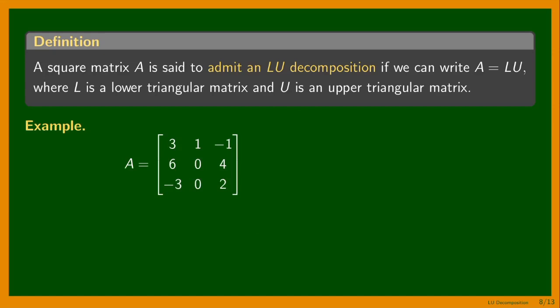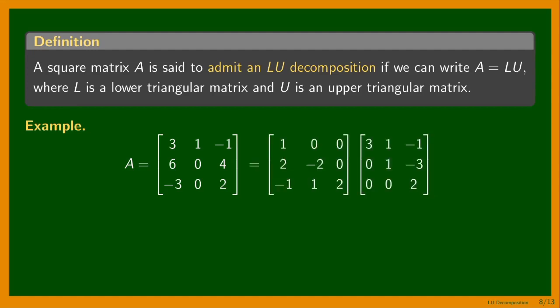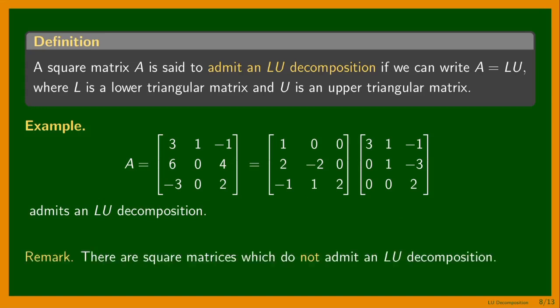As an example, if you look at this matrix, A is neither lower triangular nor upper triangular, right? But as you can see, I could actually write A as a product of one lower triangular matrix, this is the L, and another upper triangular matrix, which is the U. So in other words, A admits an LU decomposition. However, take note that not every square matrix admits an LU decomposition.